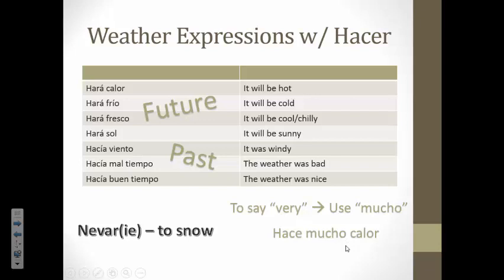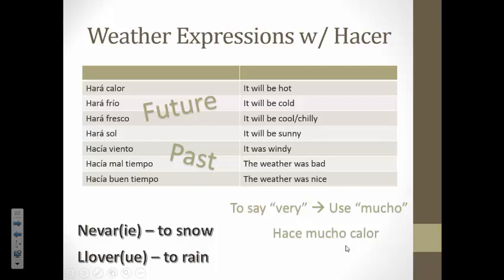Okay, some other side notes that I want you to continue to write down on your note guide is this verb nevar. Nevar means to snow. It's a stem changing verb. You can use it in the present tense, nieva, it's snowing. You can use it in the future tense, nevará, it will snow. Or you can use it in the imperfect tense, nevaba, it was snowing. Another verb that you should know, llover. It means to rain. You can use it in the present tense and say llueve, it's raining. You can use it in the future and say lloverá, it will rain. Or you can use it in the imperfect and say llovía, it was raining.